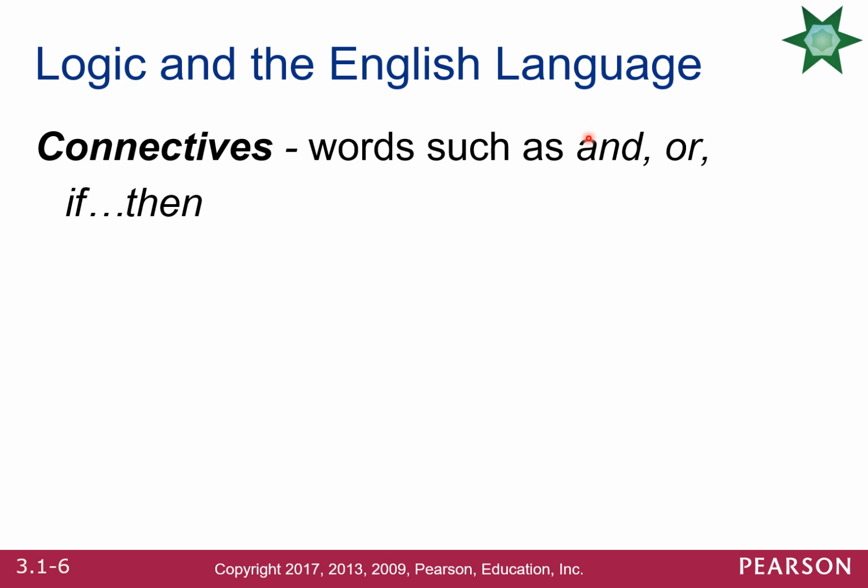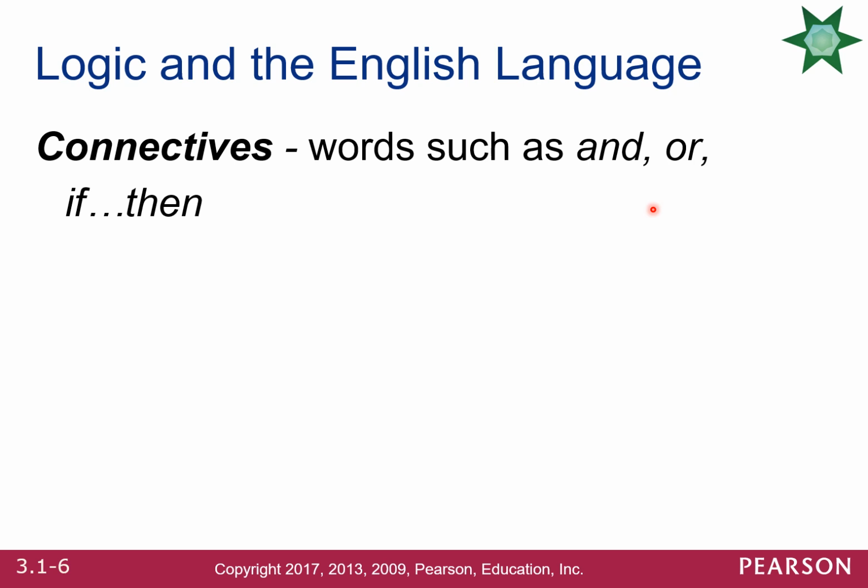Two different ideas, but we are connecting them using the word and. So we are going to do both. We're going to wake up in the morning and then I'm going to go to work. The other one is the or. Or implies you're going to do one or the other.